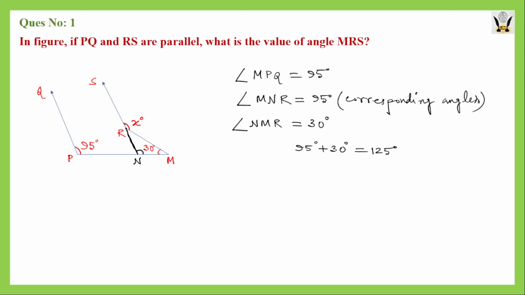Now this angle X, what is this? With respect to this triangle MNR, this is the exterior angle, and that will be equal to the summation of the opposite interior angles. Now this is 30, this is 95, so the summation will be 125. That means this exterior angle with respect to this triangle will also be 125 degree. So in this problem, the value of X will be 125 degree.